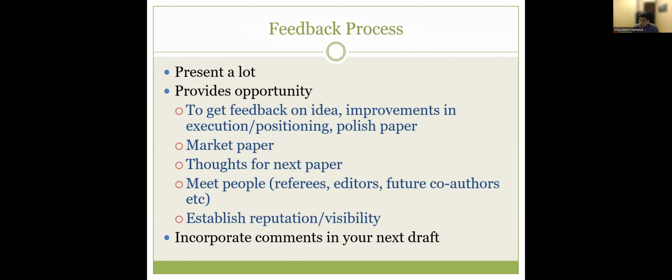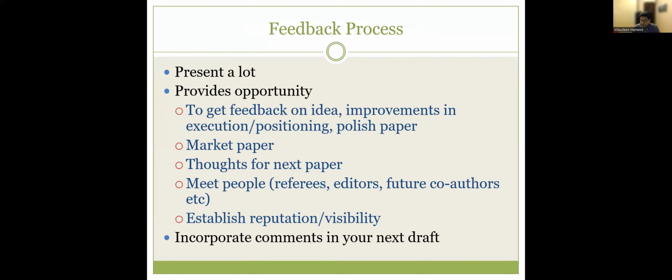And sometimes, going through the seminars and conferences gives you thoughts for the next paper. It helps you to meet people like potential referees and maybe even editors who could be in the audience. Sometimes talking to the audience after the presentation could be a source of future co-authors as well. And doing a good job in all these presentations helps to establish reputation and visibility as a researcher.